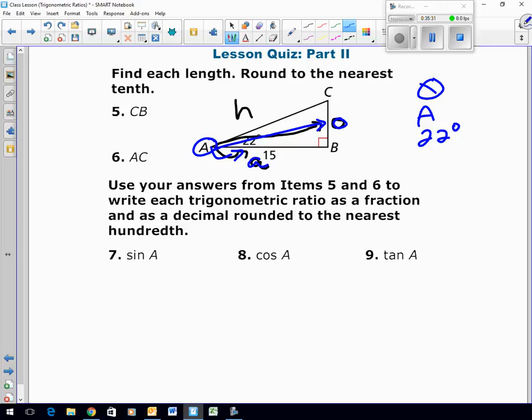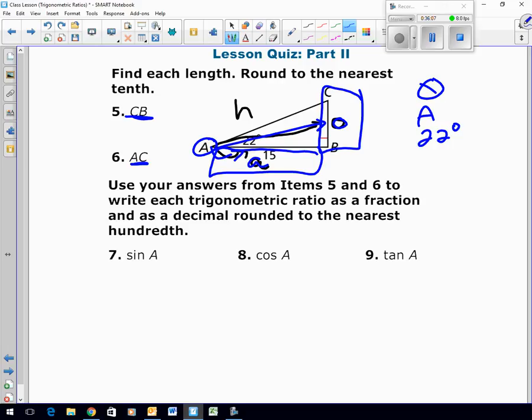I then have two questions for you. First, what is CB? Second, what is AC? To find CB, you need a ratio that involves opposite and adjacent. Why would I choose adjacent and not hypotenuse? Because I'm not given the hypotenuse. That is the whole thing we're looking at when we look at trigonometry. That single piece is what you've got to have.